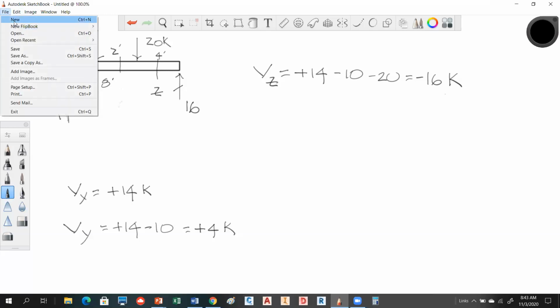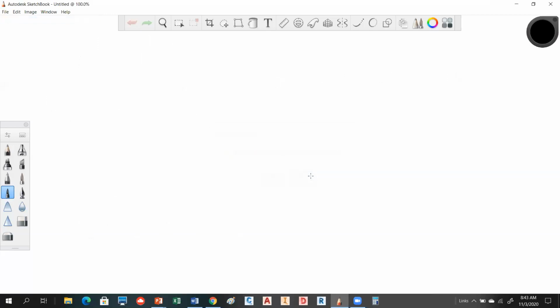Just grab a new one here. We're going to do a new beam here. So we'll do a very simple one, like I said. I think you guys are going to like this because this is some of the easiest stuff we've actually done this semester.